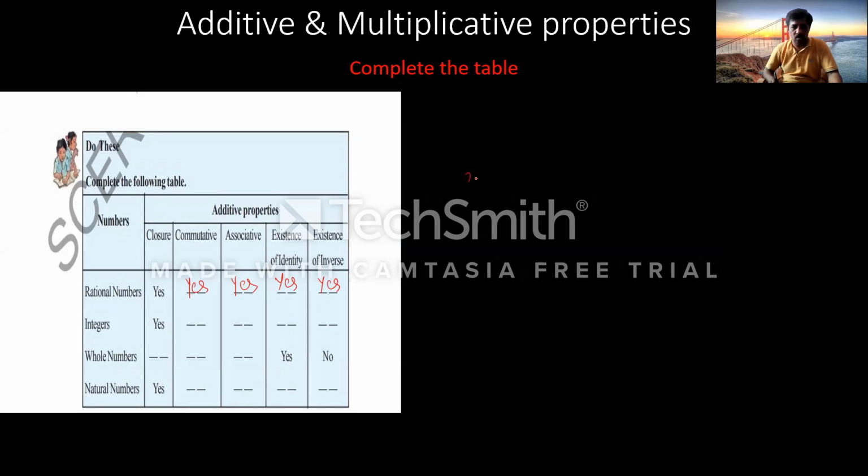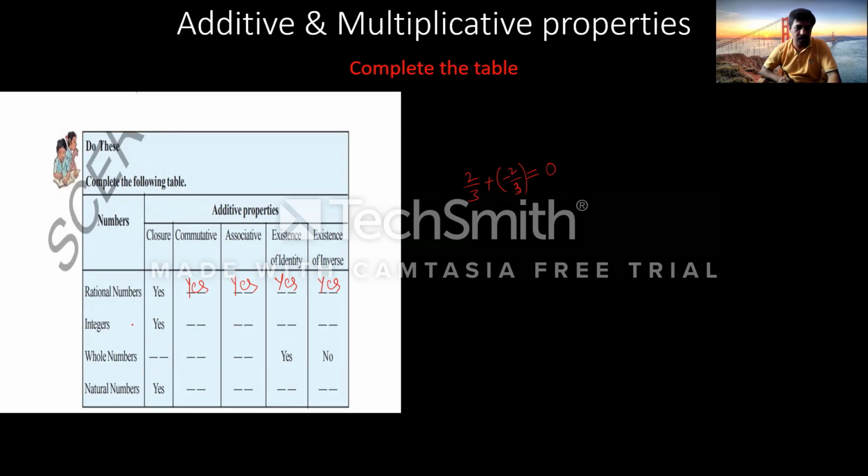If you take 2 by 3, what is the additive inverse of 2 by 3? For 2 by 3, what should we add to get 0? Minus 2 by 3. Minus 2 by 3 is there in rational numbers. Minus 2 by 3 is the additive inverse of 2 by 3. 2 by 3 is the additive inverse of minus 2 by 3. Both exist in rational numbers. So, rational numbers satisfy additive inverse.